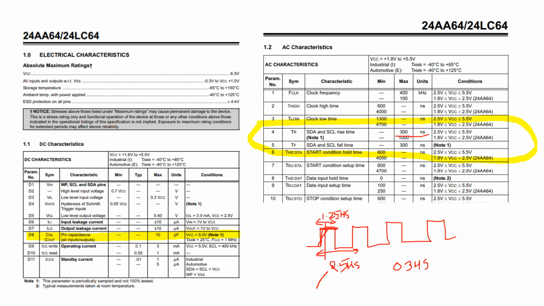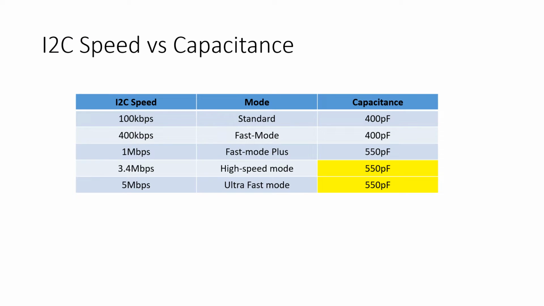Now based on this we have to determine the pull-up resistor and the capacitance. Just for our information, the maximum capacitance on the bus that is allowed for different speeds: for 100 kbps it is around 400 pF, for 400 kbps it is around 400 pF, for 1 Mbps, which is fast mode plus, it allows around 550 pF of capacitance. Now as you increase this capacitance, there is another option which is unidirectional I2C, which is 5 Mbps, called ultra fast mode.